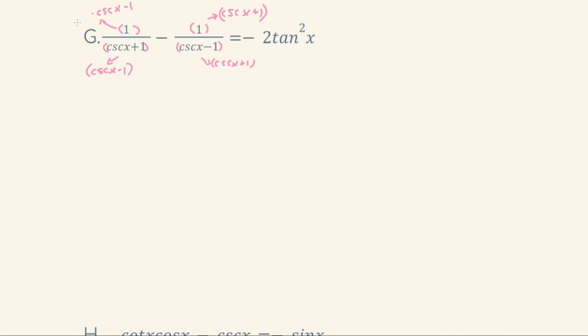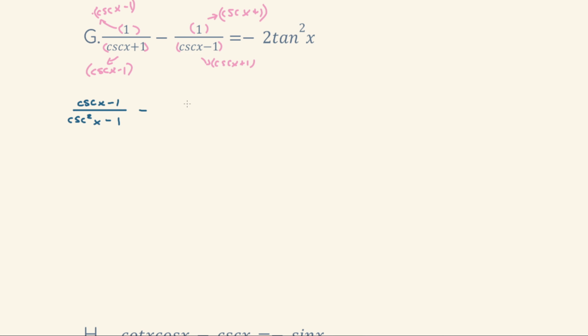Okay, I forgot to put the brackets here. Let me do that real quick. Okay, so 1 times cosecant x minus 1, that's just cosecant x minus 1. Cosecant x plus 1 times cosecant x minus 1, that's almost like you can imagine you're undoing a difference of squares, right? That's going to be like cosecant x to the power of 2 minus 1.